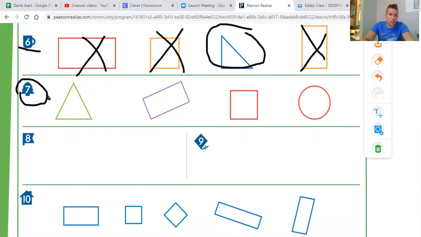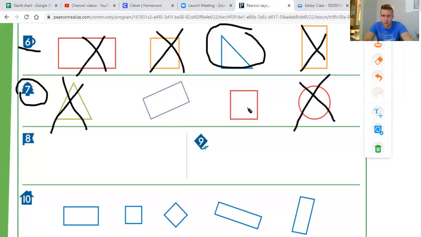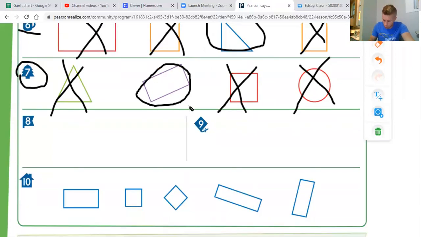So it has 4 sides. Does this have 4 sides? No. Does this circle have 4 sides? No. Does this square have 4 sides? Yes. But does this look like a classroom door? Would you be able to fit in the square door? I don't think you would. So let's cross this one out. And our number 1 winner was this rectangle right here. I hope you got that one right. I'm sure you did. All right, number 8.